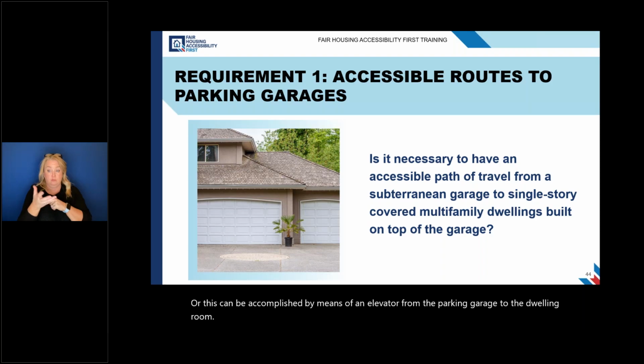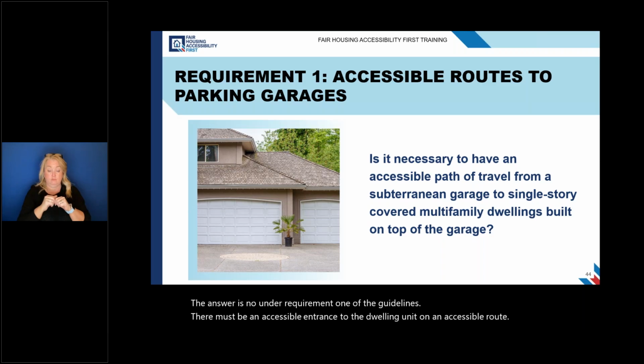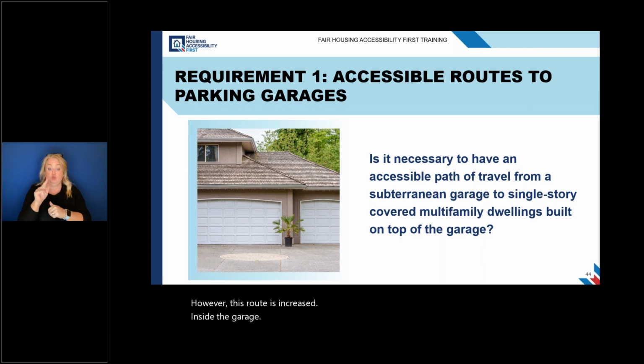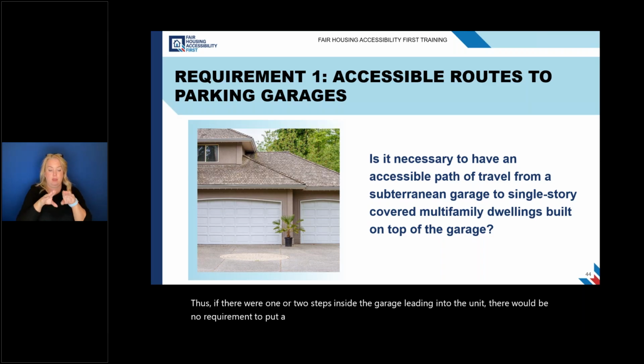Question: does the route leading from inside a private attached garage to the dwelling unit have to be accessible? The answer is no. Under requirement 1 of the guidelines, there must be an accessible entrance to the dwelling unit on an accessible route. However, this route and entrance need not originate inside the garage. Most units with attached garages have a separate main entry, and this would be the entrance required to be accessible. Thus, if there were 1 or 2 steps inside the garage leading into the unit, there would be no requirement to put a ramp in place of the steps.